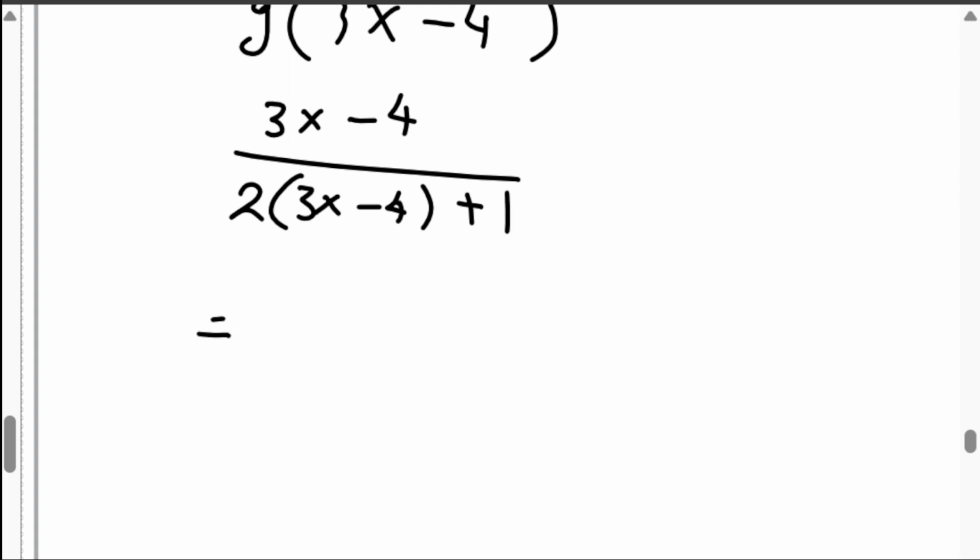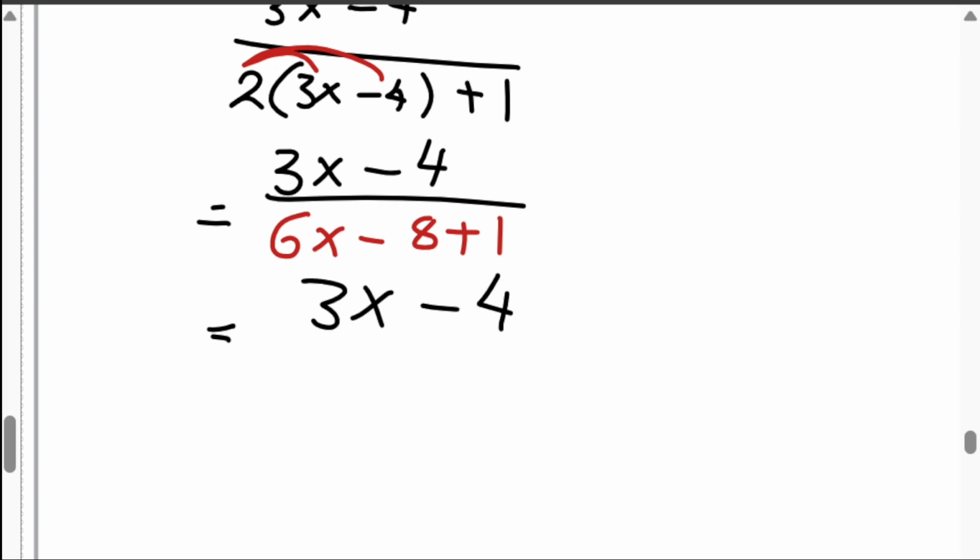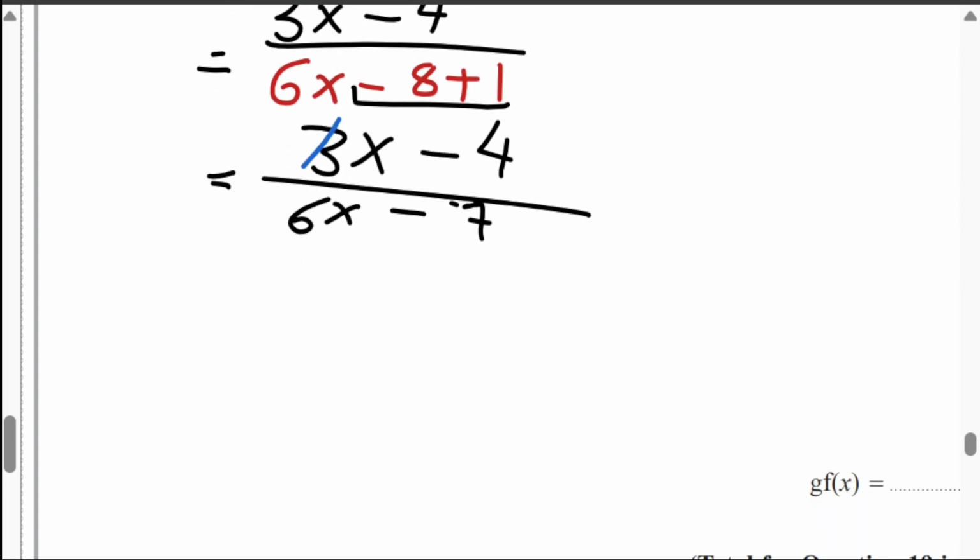That equals 3x minus 4 stays, relax, divided by, we expand. 2 times 3x is 6x. 2 times negative 4 is negative 8 plus 1. And that equals 3x minus 4 divided by 6x minus 7, because minus 8 plus 1 is minus 7. What the students do here is they will reduce: 3 divided by 3 is 1 and 6 divided by 3 is 2. No, you can't do that. This is the final answer.